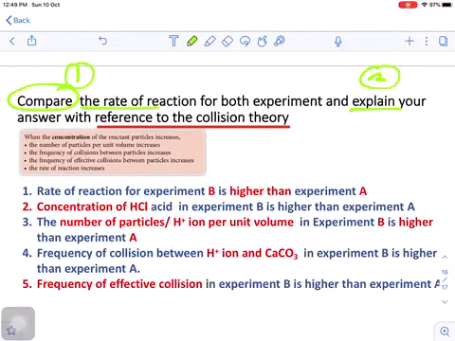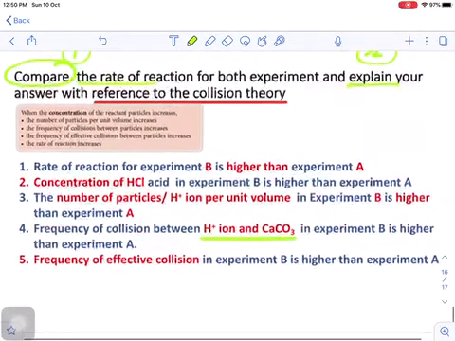Then, frequency of collision between hydrogen ion and calcium carbonate in experiment B is higher than experiment A. So, frequency of collision, oleh kerana dia acid, so hydrogen ion yang akan react dengan calcium carbonate. Calcium carbonate kita tak sebut ion sebab calcium carbonate tu insoluble salt. Kita just mention calcium carbonate sahaja.